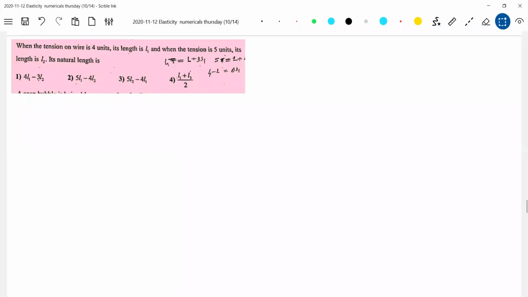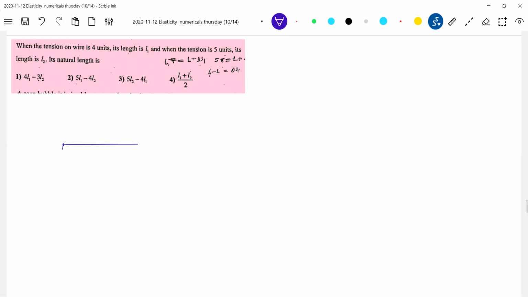Read this question. Some simple idea-based questions are there. I think they are there in most of the books also. So first start with a diagram.